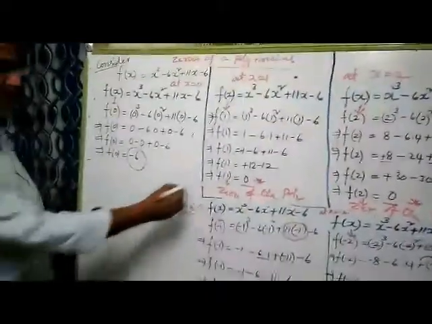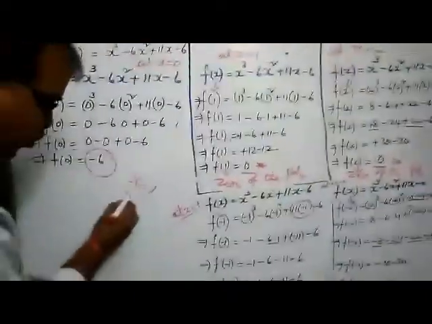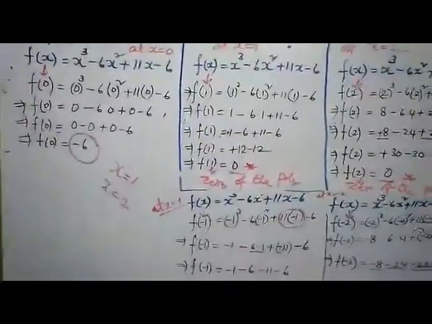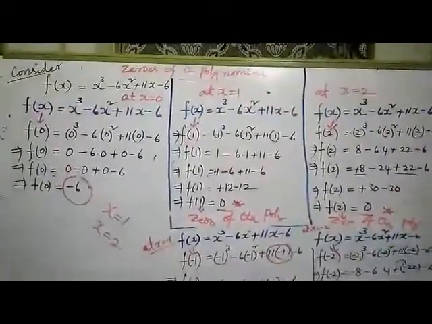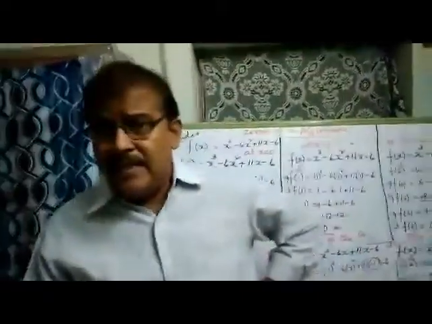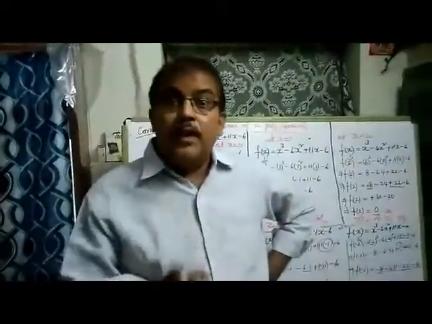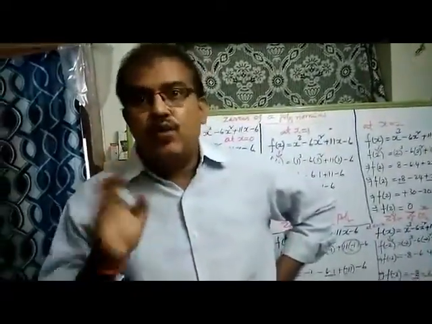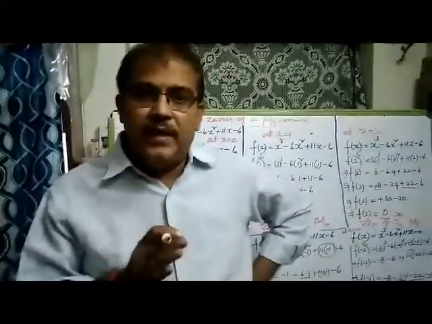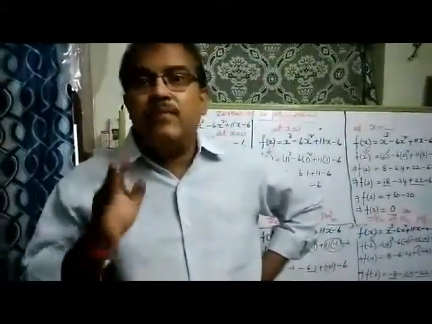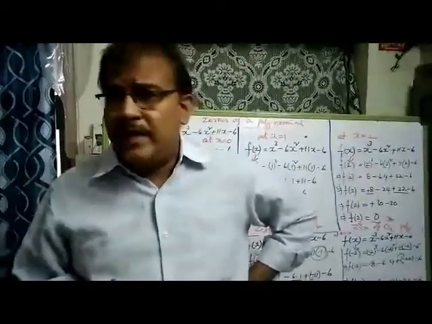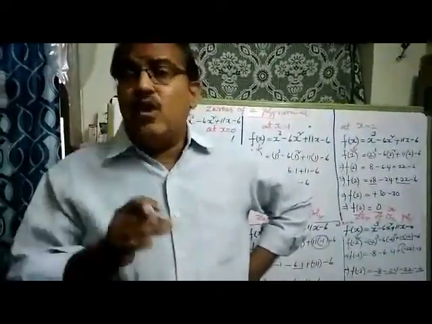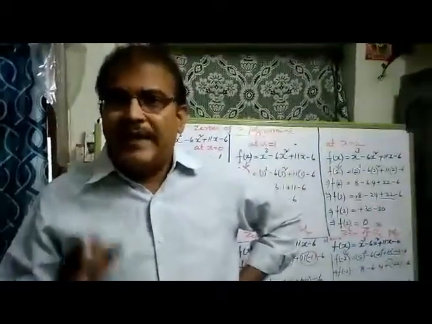We have x is equal to 1 as one zero, x is equal to 2 as another zero. One more zero is there, but we are not going to find it. The main thing is that the linear polynomial has only one zero. The quadratic polynomial has a maximum of 2 zeros. The cubic polynomial has a maximum of 3 zeros. The important point is that the zeros depend upon the degree.